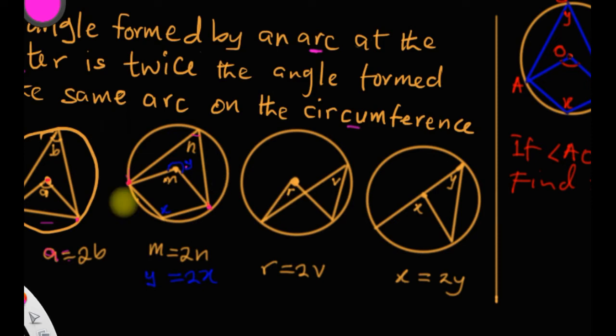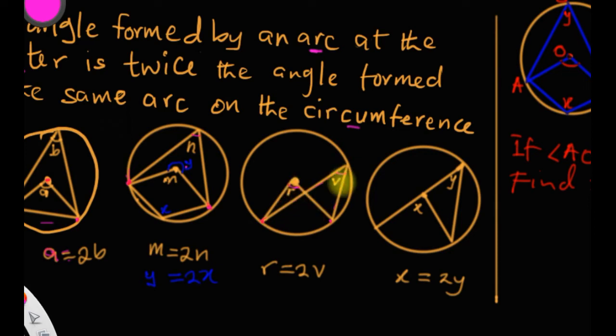So in a question, this is how this theorem can be represented. It can come in this form, in this form, in this form. That's why I'm trying to represent all those various ways in which this theorem can be framed or seen in a question. So this arc is forming an angle of R at the center, and this same arc is forming an angle of V on the circumference.